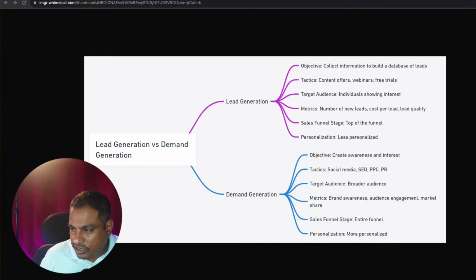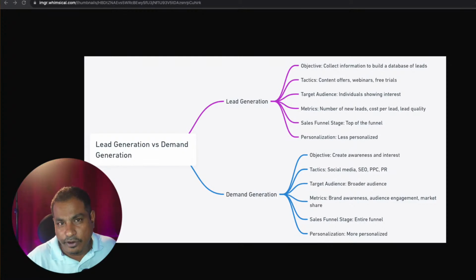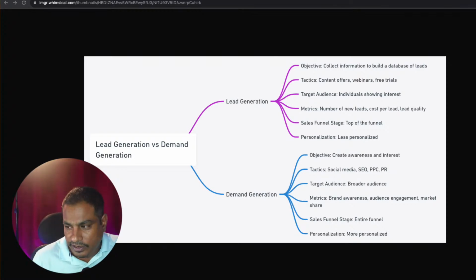Talking about demand generation, lead generation is a short-term activity in a way, right? So demand generation typically has a long cycle. It is not something that is going to happen tomorrow or the day after tomorrow. It has a long cycle. It has a long set timeline for you to have a demand generation activity, right? The objective is to create awareness and generate interest.